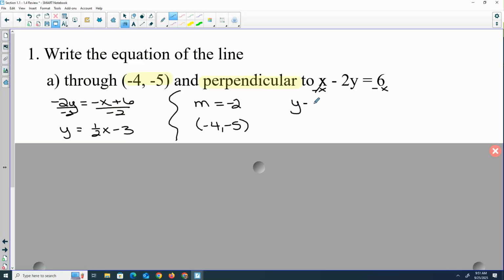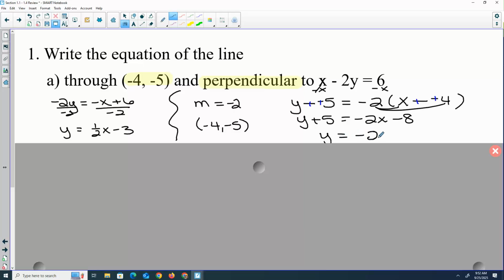So y minus the y value, so minus -5, equals our slope, -2, times x minus our x value, -4. Biggest mistake I'm seeing right now: when you have minus and negative, what does that become? Right, those are positive. So we get y plus 5 equals, if I distribute, -2x. -2 times 4 is -8. Subtract over our 5, so our final equation is y equals -2x minus 13.